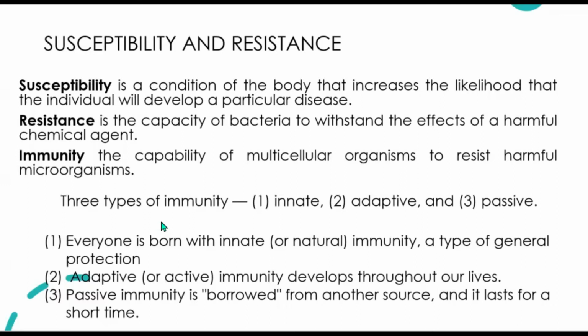Next is passive immunity. So this is borrowed from another source and it lasts for a short time. So an example is the antibodies in breast milk that give a baby temporary immunity to a disease the mother has been exposed to. So they really say that breast milk is important for babies up to 2 years of age. Since the child is still developing its immune system, it relies on its mother's milk since it helps the baby build up its immune system too.